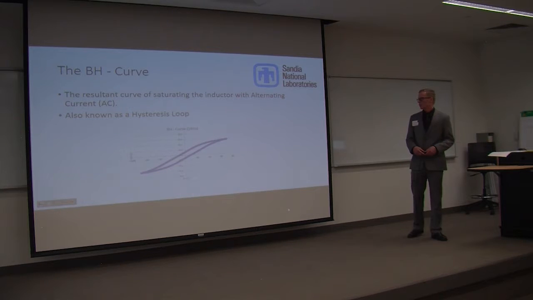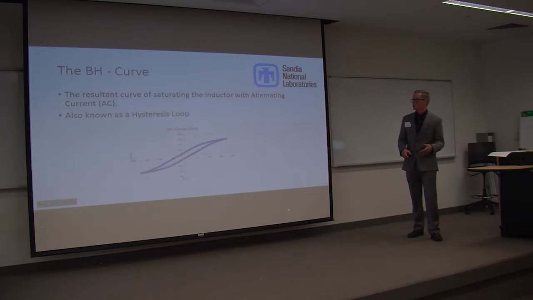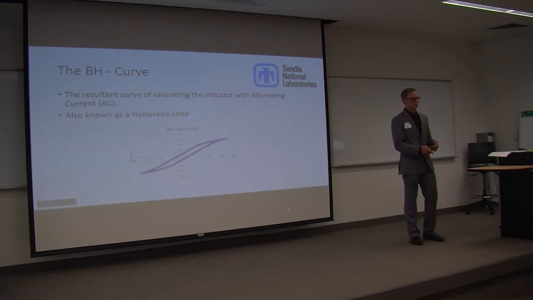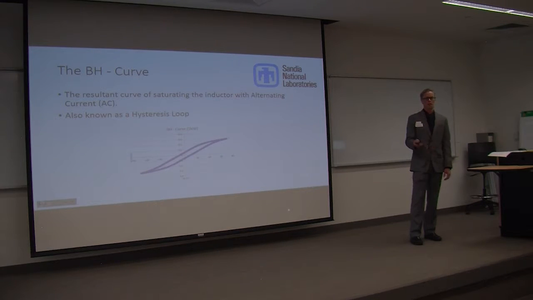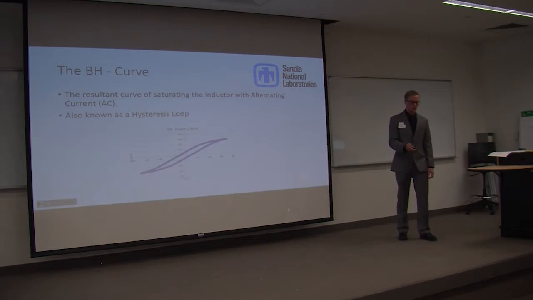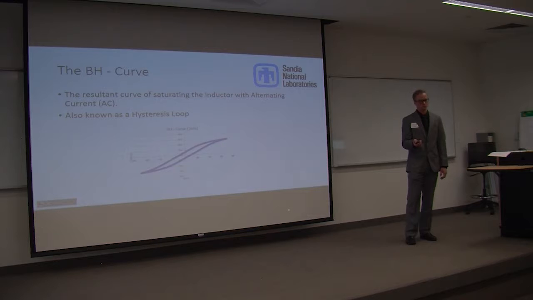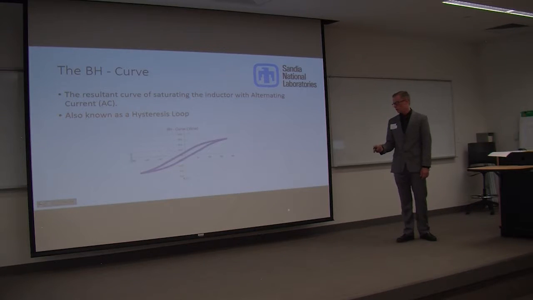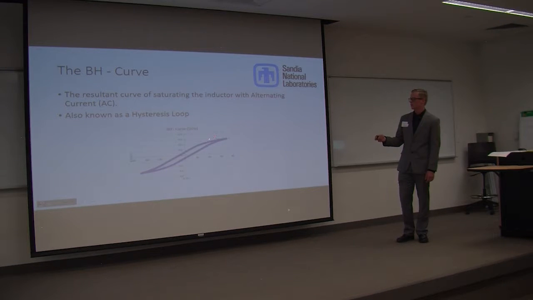So the BH curve is a pretty interesting curve. It's known as a hysteresis loop, and it's basically due to the alternating current that we induce on it. When you induce an alternating current onto the inductor, it saturates this material. And so you can see how when it goes up, that's where the top of the humps were in the previous slide, and then as it goes back down.